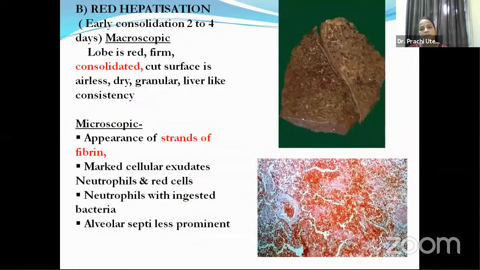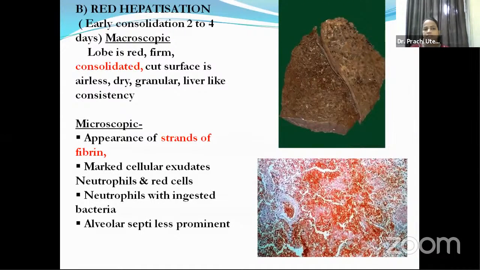The second stage is red hepatization. As the name suggests, hepatization means liver-like consistency. So in this stage, the lungs start becoming solidified, and gain a liver-like consistency. If we see the lobe, it is red, firm, consolidated, and the cut surface is airless, dry, and granular.